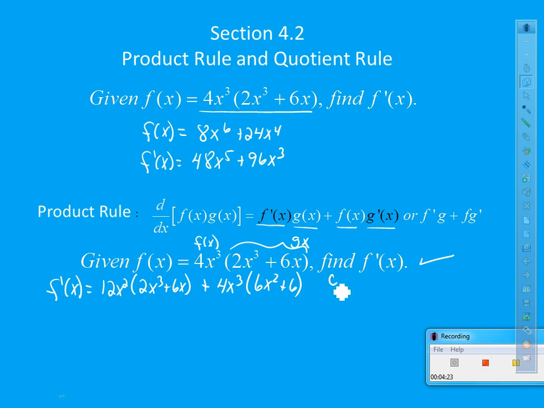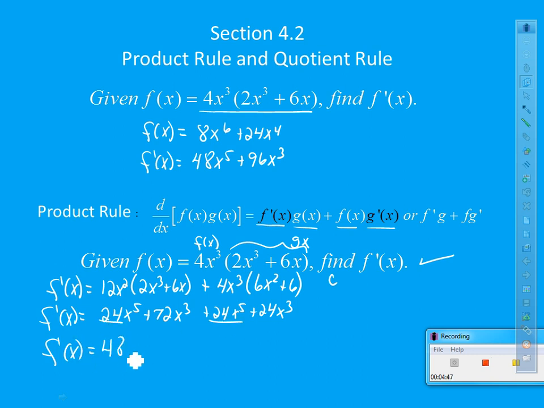Hey, the calculus part is all done. Now I'm just going to simplify this. So when I go and simplify this, I get 24x to the 5th plus 72x cubed plus 24x to the 5th plus 24x cubed. And then when I simplify my like terms, it looks like 48x to the 5th plus 96x cubed. The same answer I got up there. I kind of did this for 2 reasons. Showing you that when you can simplify, that's your best bet.